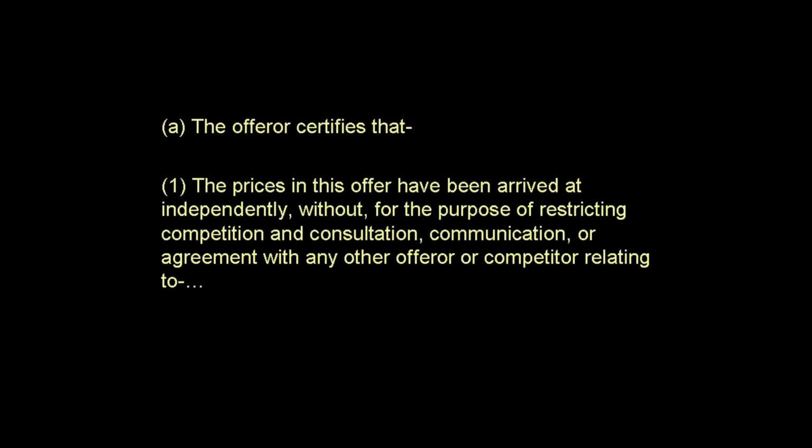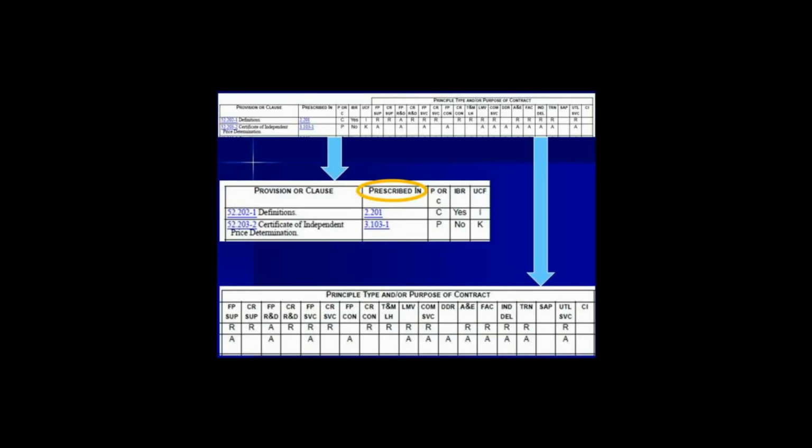52.203-2, Certificate of Independent Price Determination. It's as prescribed in 3.103-1 that we just saw. Insert the following provision. And so this is the provision. The offeror certifies that, so this goes in the contract. And then if you come down to the next piece, you can look under where this is where it's prescribed, and we just saw that on the slide.